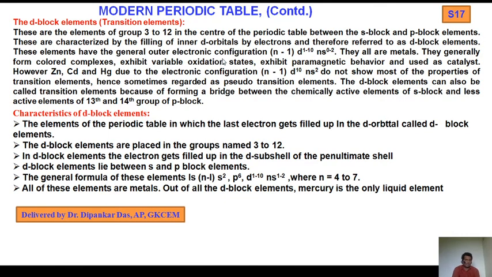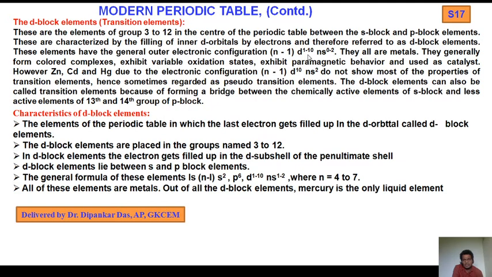So you should remember the general outer electronic configuration. For the S block, ns 1 to 2. For the P block, ns2 np 1 to 6. And for the D block, within the first penultimate shell, (n-1)d 1 to 10, ns 0 to 2. So n is the principal quantum number, and d has a maximum content.